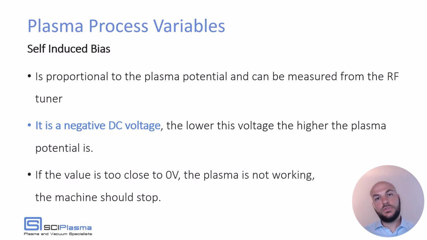And so if the value gets too close to 0, it means that the plasma is no longer working. And once this happens, again, the machine should stop. What we can do, we can implement techniques to monitor this value during the plasma step. And again, if we go over a certain threshold, the machine can stop and inform the operator that something is not working correctly.